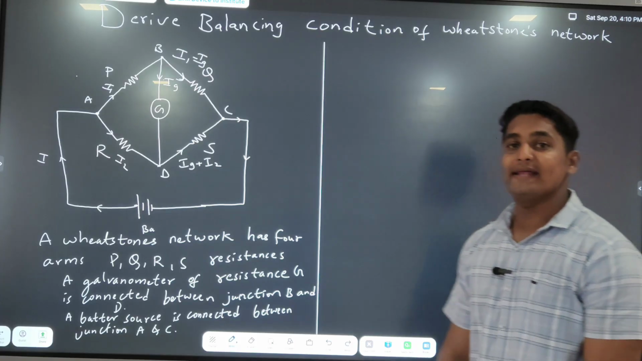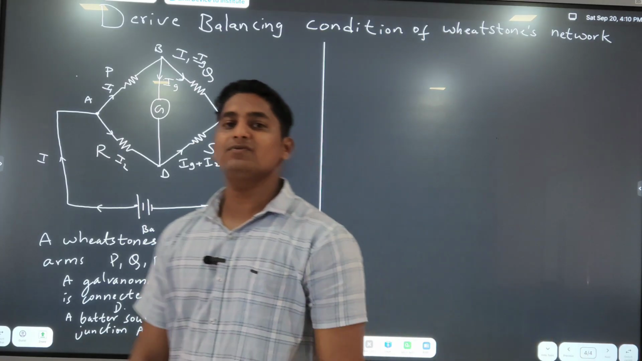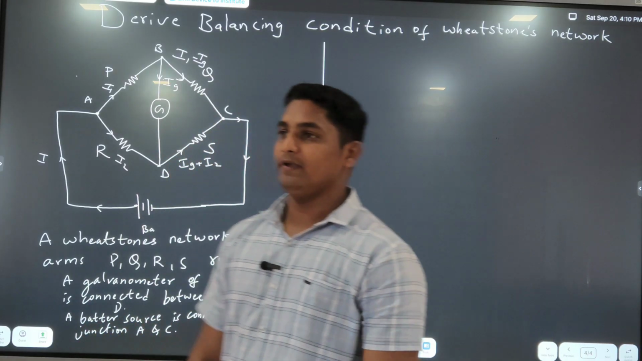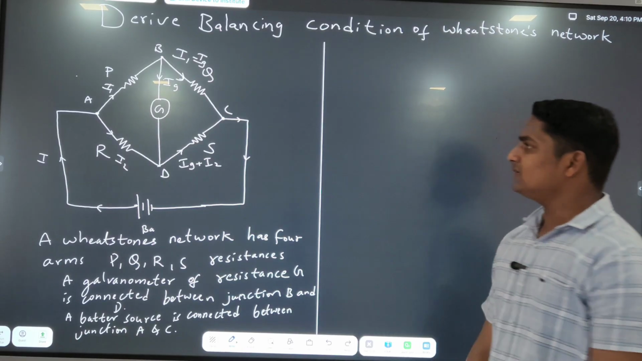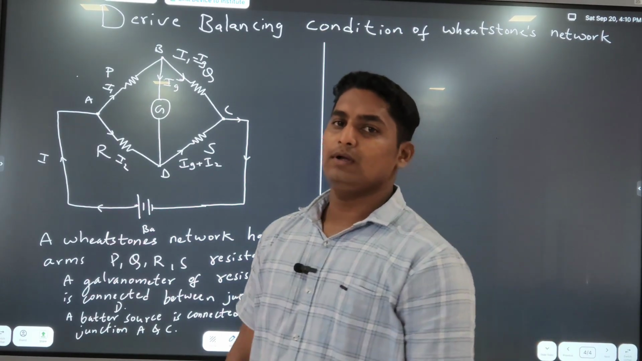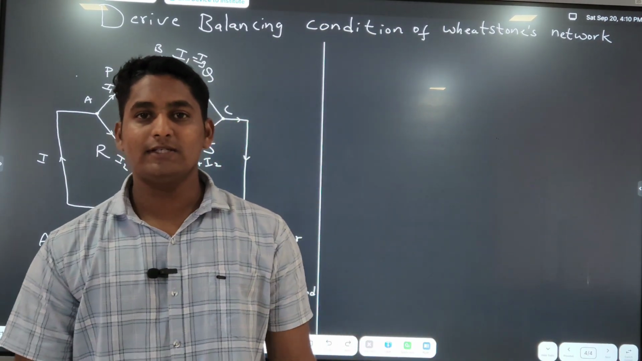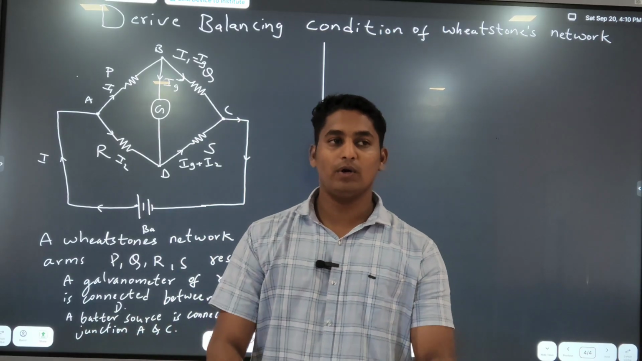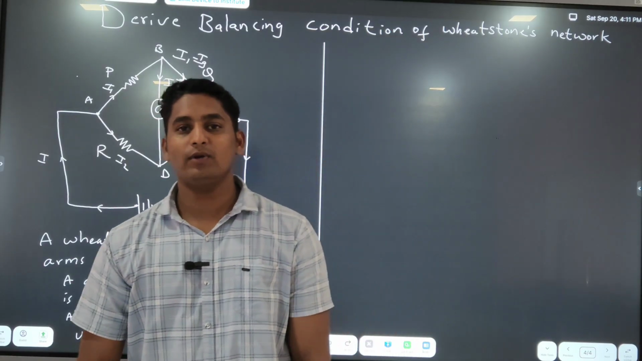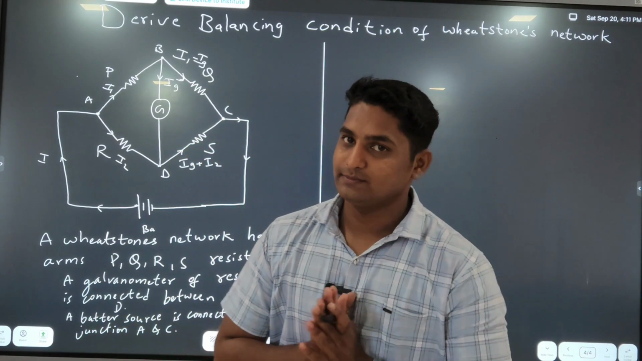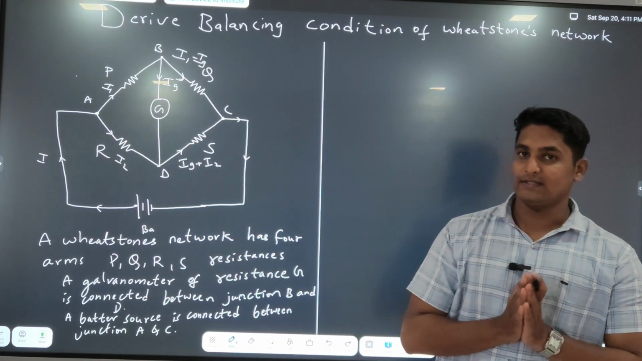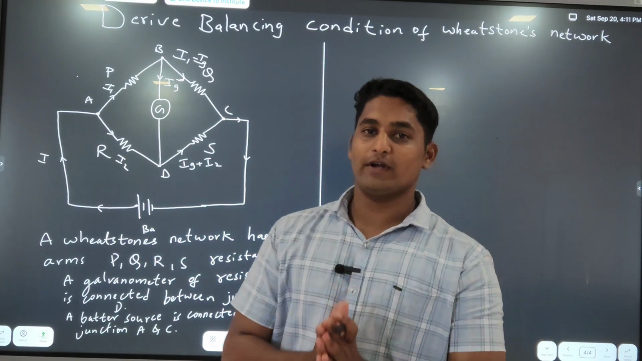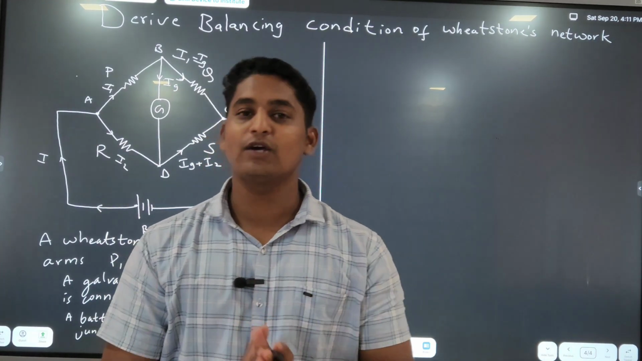Now we have to derive the balancing condition. When will this Wheatstone network be balanced? That we have to find. For this we have two Kirchhoff's laws. One is Kirchhoff's junction rule or node rule, and the second is Kirchhoff's voltage rule. Kirchhoff's voltage rule says the sum of IR products in a closed loop is equal to 0.